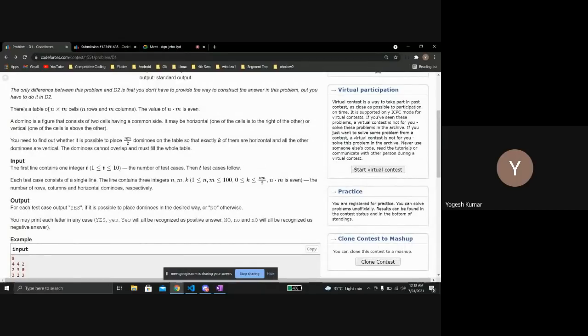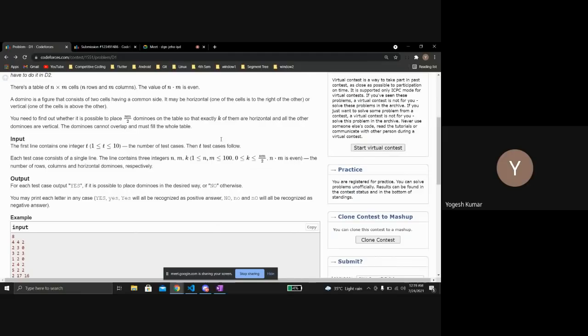You are given a matrix of size n cross m, and they have given that n into m is even. Okay, that is given in the question. So they are asking that, it is mentioned that you need to find out whether it is possible to place n into m by 2 dominoes, because each domino is of size 1 into 2. So they are asking you to place these many dominoes on the table so that exactly k of them are horizontal. You have to place them such that exactly k of them are horizontal and the rest are vertical. Okay, so this was the question.